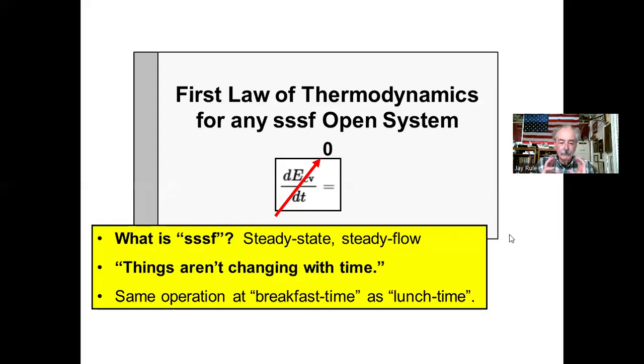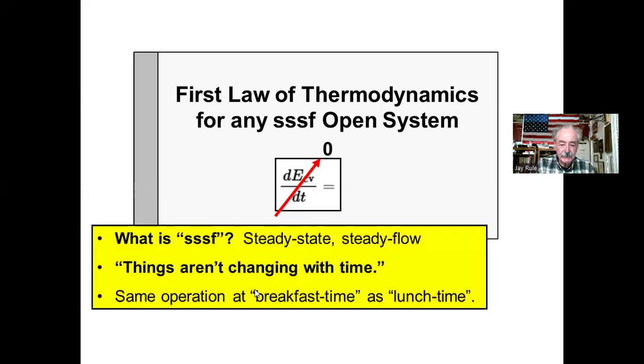Okay. First thing to do, let's look at a special example of steady state, steady flow situations. Things aren't changing with time. I hope I convinced you to see that for steady state, steady flow situations, the left-hand side of the first law becomes zero. And so in your mind, what does steady state, steady flow mean? It means that when you're looking at a piece of equipment at breakfast time, it's doing exactly the same thing at lunchtime.